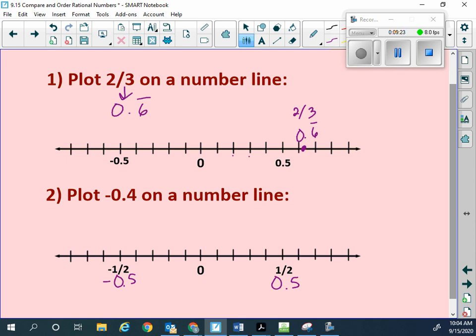Okay, so now if I'm putting negative 0.4 on the number line, that means I'm going to start at 0 and go to the left. So this would be negative 0.1, 0.2, 0.3, 0.4. So it should go right there, negative 0.4. Okay?